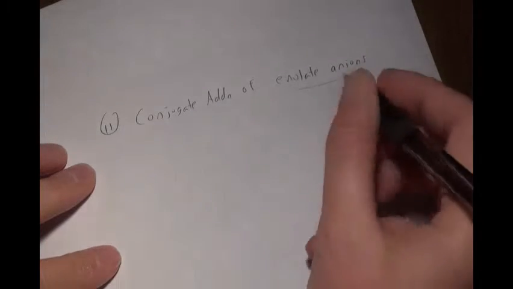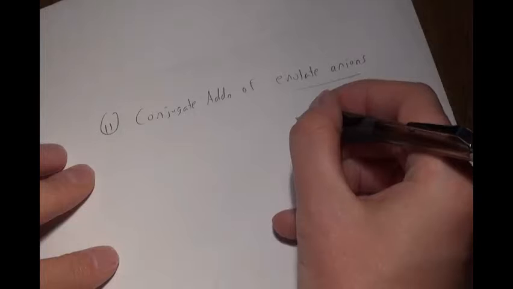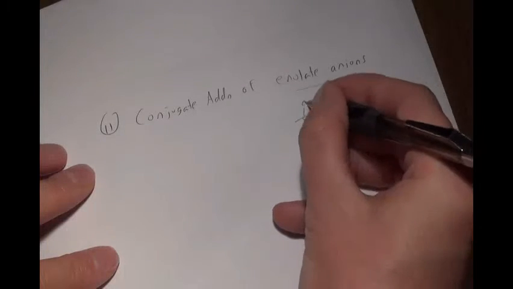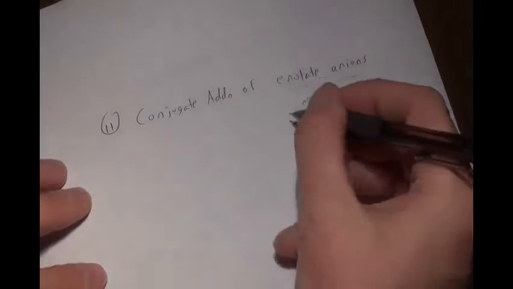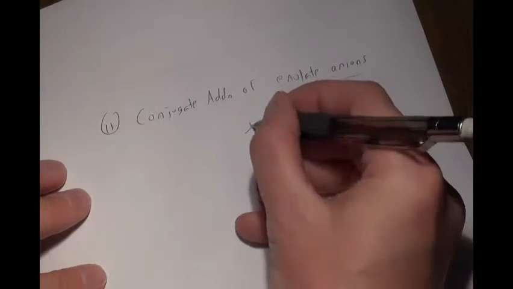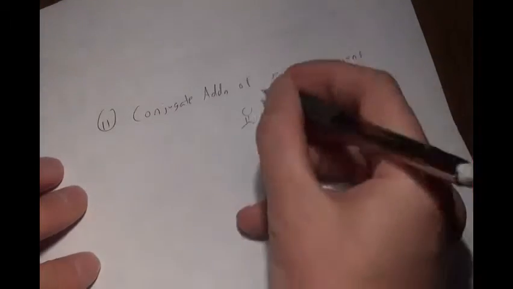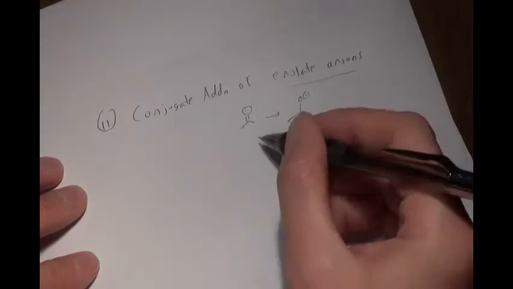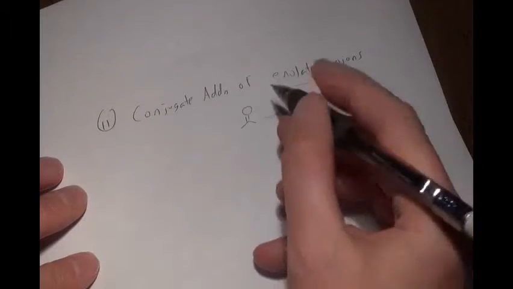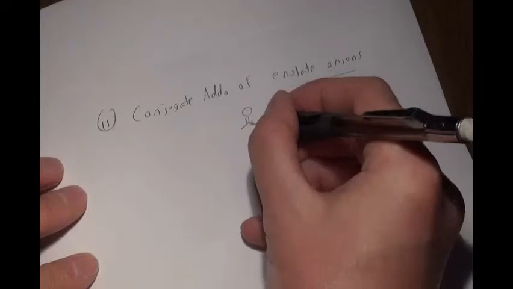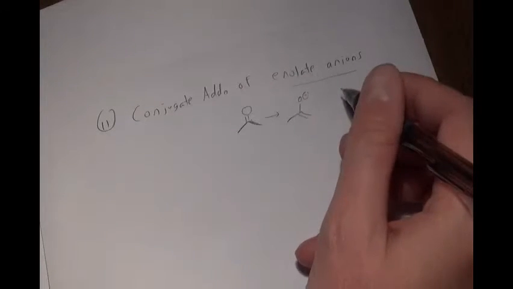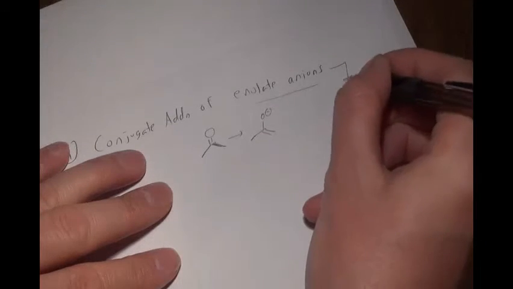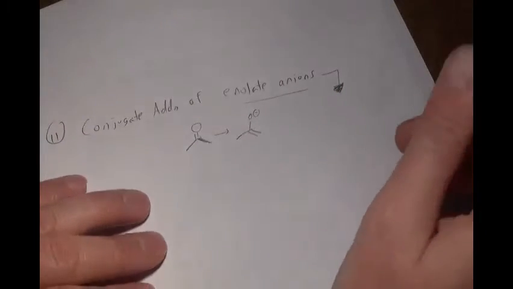What's an enolate anion? It's something like this. That's an enolate anion, like from acetone, as an example. So acetone loses a proton, a base takes the alpha proton, and now you have an enolate anion. All right, so that's what an enolate anion is. This is going to have a person's name. It's called a Michael reaction.